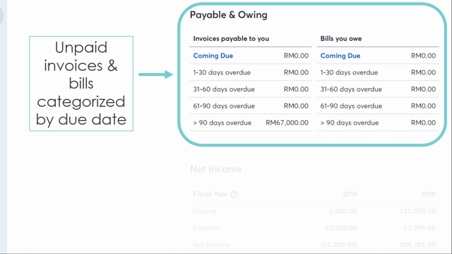Okay, the next one will be your payable and owing, which is unpaid invoices that you are waiting for your customers to pay you, or all the bills that you are supposed to pay your supplier. It will be summarized here and categorized by its due dates.